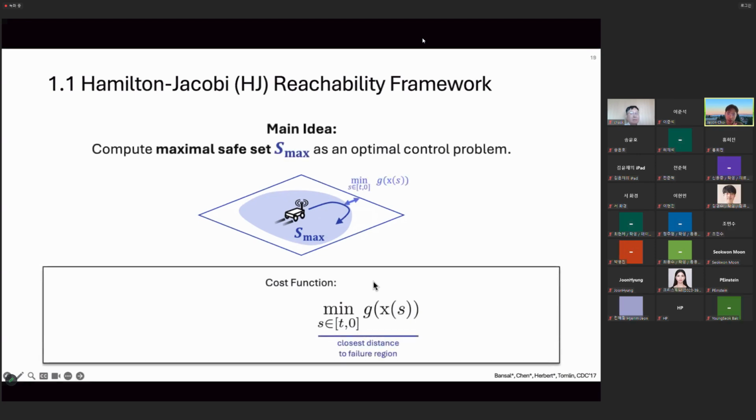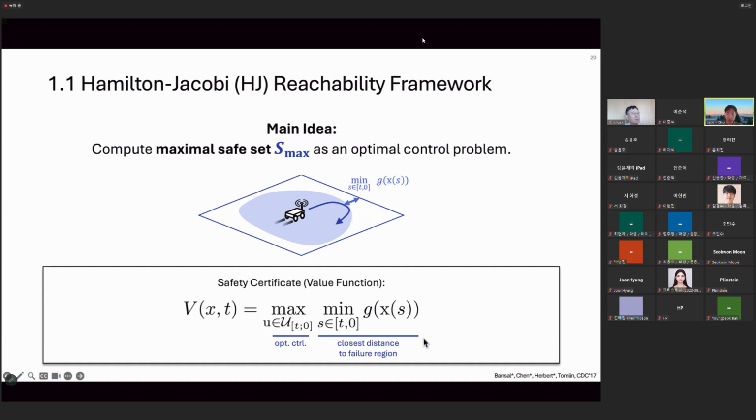And now this reachability's main idea is to formulate the solution of this problem as an optimal control problem. So we will consider the cost function here, which measures the closest distance to our failure region. So G is a distance-like function to our boundary of the failure region. And if we measure the closest distance over the time horizon of our trajectory, then if this value is positive, that basically means that our trajectory is within our constraint, so being safe. So the objective for the safety could be just to maximize this margin, right? So our objective of the control will be maximizing this cost function.